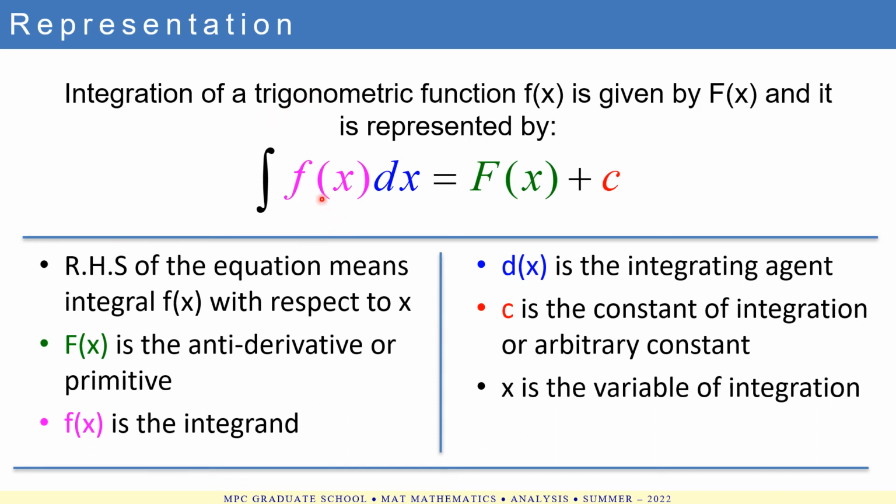The right-hand side of the equation means the integral of f of x with respect to x. F of x here with capital F is the antiderivative or primitive. Little f of x is the integrand, dx is the integrating agent, c is the constant of integration or arbitrary constant, and x is the variable of integration.